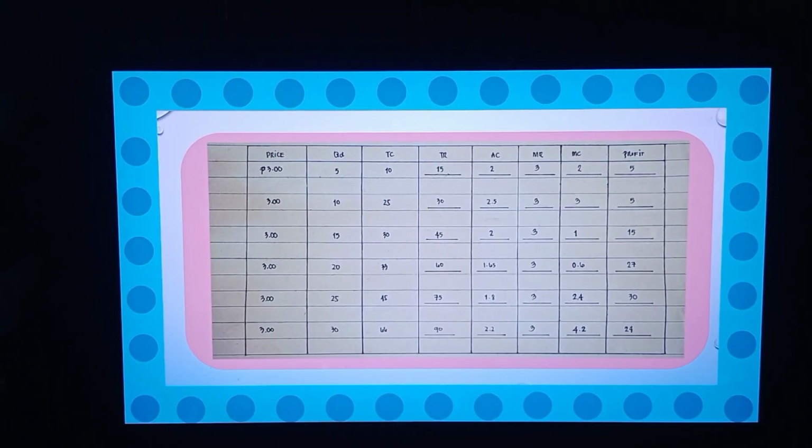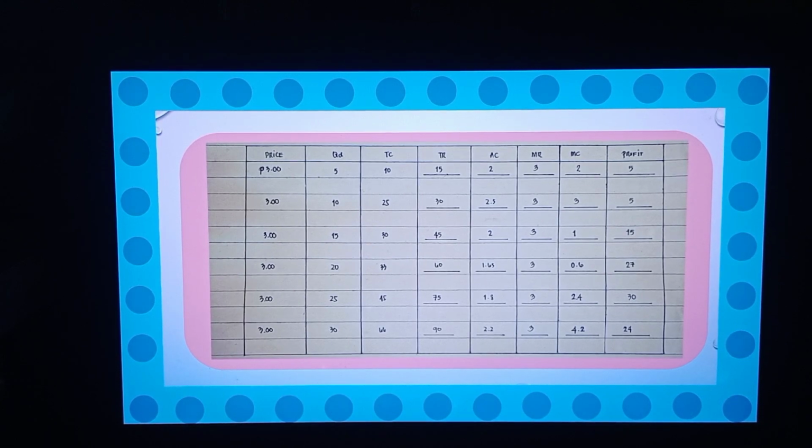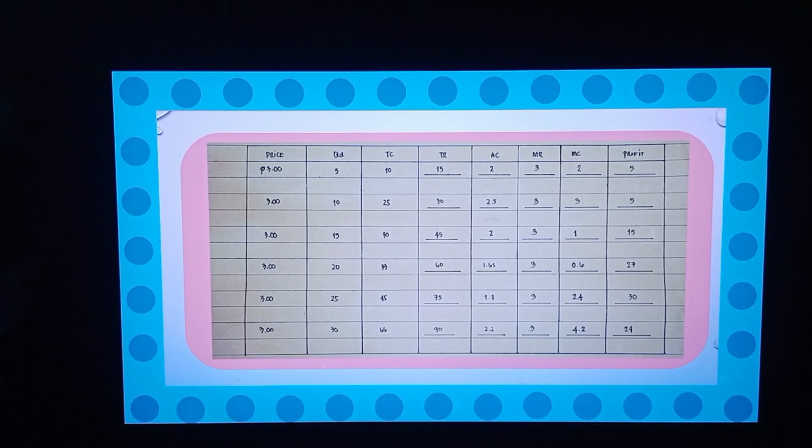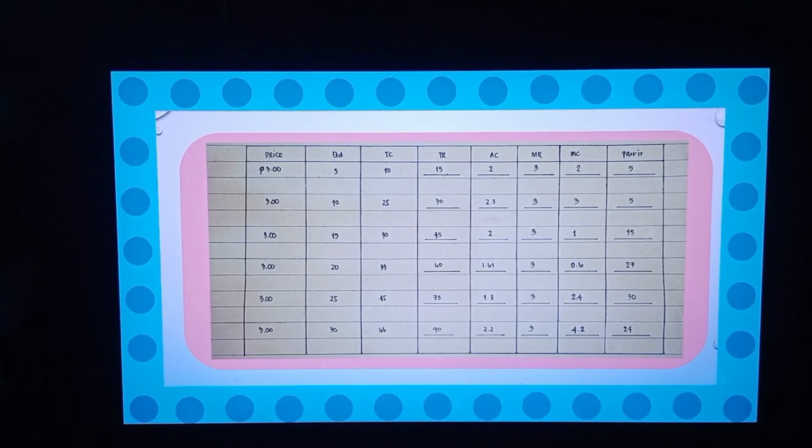The table shows the price, the quantity, the total cost, the total revenue, the average cost, the marginal revenue, the marginal cost, and the profit. So, di ba, ang topic natin is the profit maximization. So, the question is, in what quantity did the profit maximize? Di ba, sinabi ko na kanina na kapag si marginal revenue nag-equals kay marginal cost, then the profit is maximized. So, look at the table.